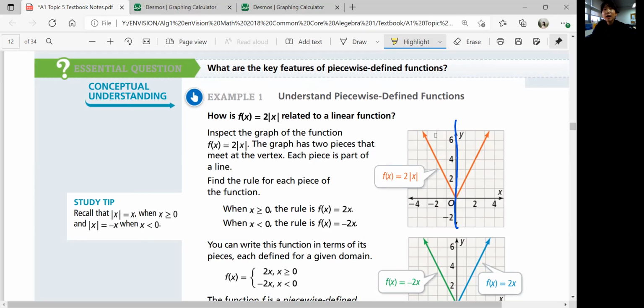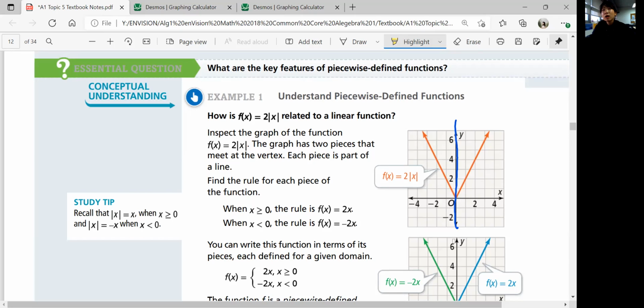So we have an absolute value graph here. How is the function f of x equals 2 times absolute value of x related to a linear function? Okay, look at this graph. It looks like a V. We have two different lines. Do you see that? Two different straight lines that have different slopes.